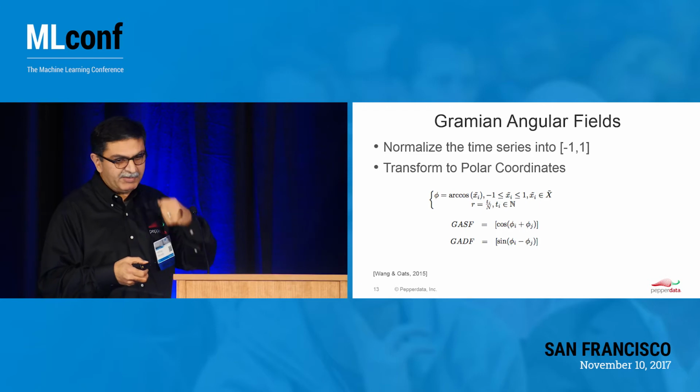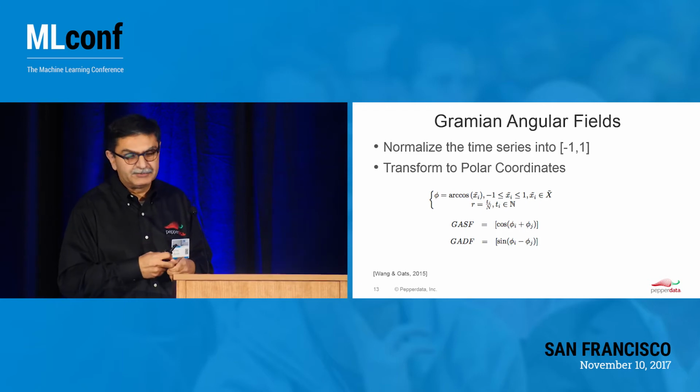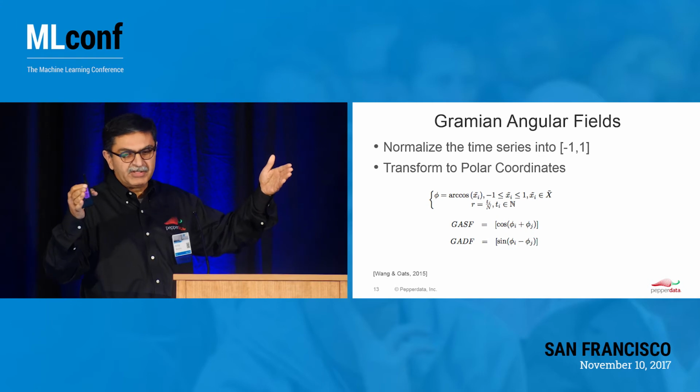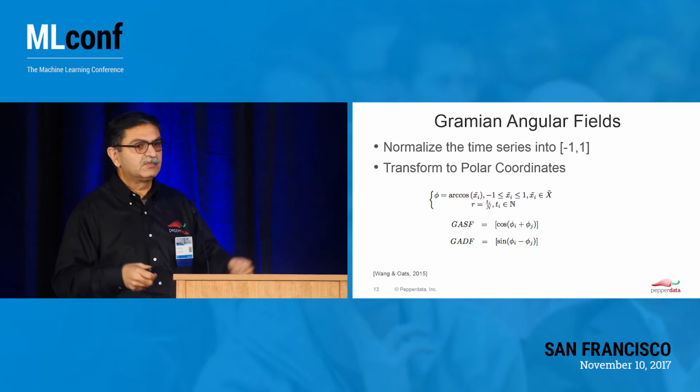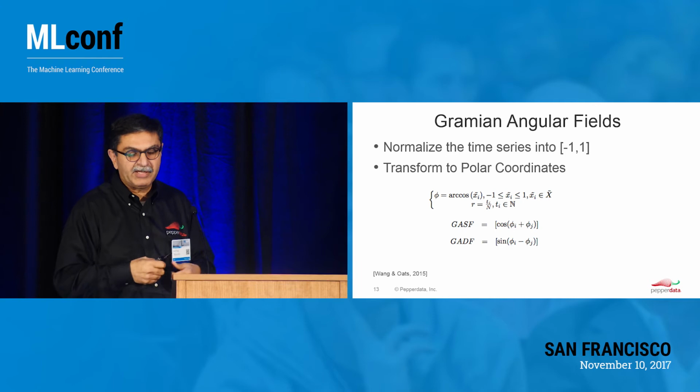So what is a Gramian angular field? First thing you do is take the time series and you normalize it, right? So you chunk it down into a pattern that you understand.